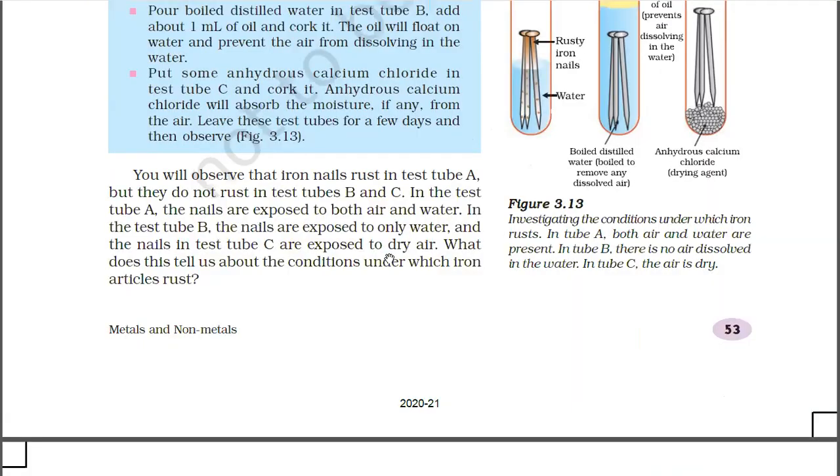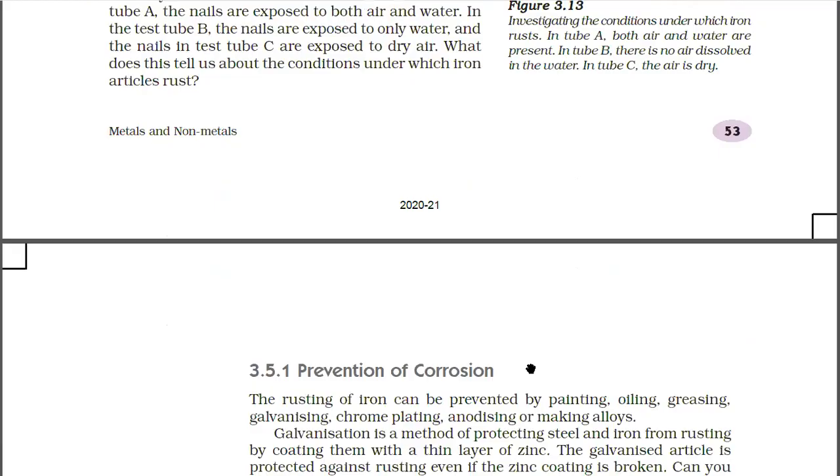You will observe that iron nails rust in test tube A, but they do not rust in test tubes B and C. In test tube A, the nails are exposed to both air and water, whereas in test tube B, the nails are exposed to only water, while nails in test tube C are exposed to dry air only. So what does this tell us about the conditions under which iron articles rust?